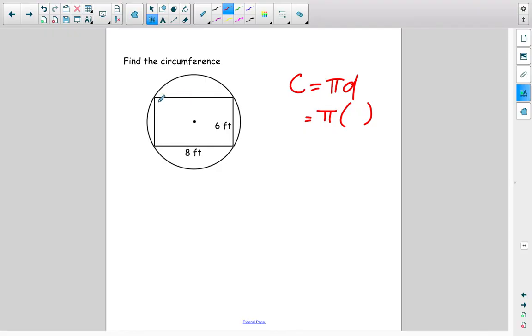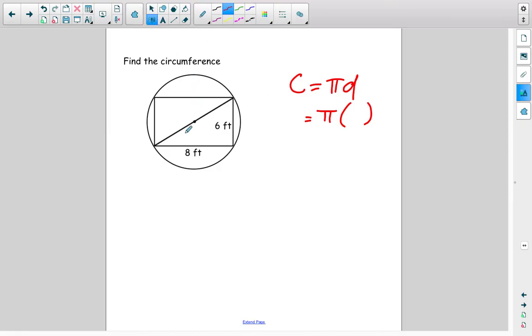Now, you might look at this and think that 8 is the diameter, but it's not going through the center of the circle. And neither is 6. And it's not even its longest length. The diameter is going to be the longest length we can create in a circle. So we have to draw the diameter, and we would do this by connecting the diagonal. You see that? The diagonal of the rectangle happens to be the same thing as the diameter of the circle.